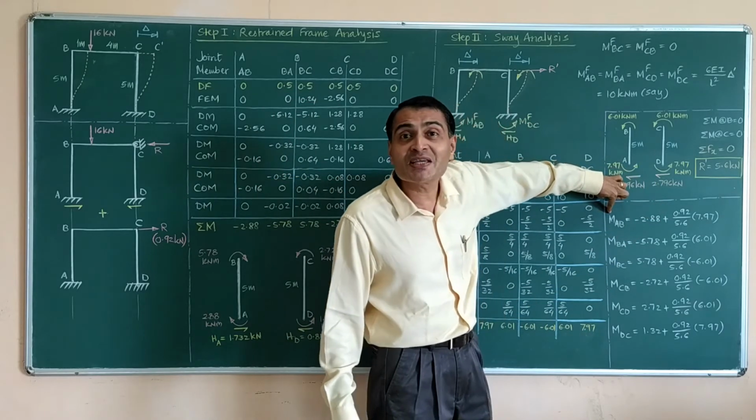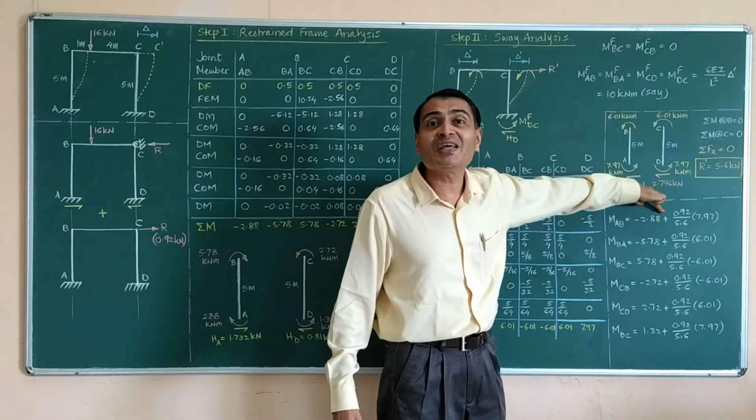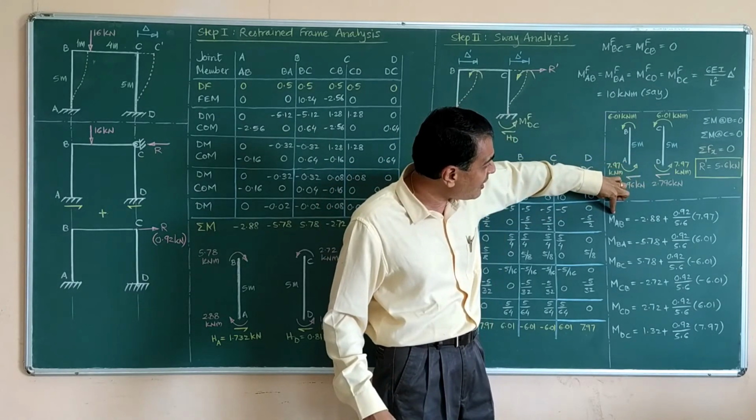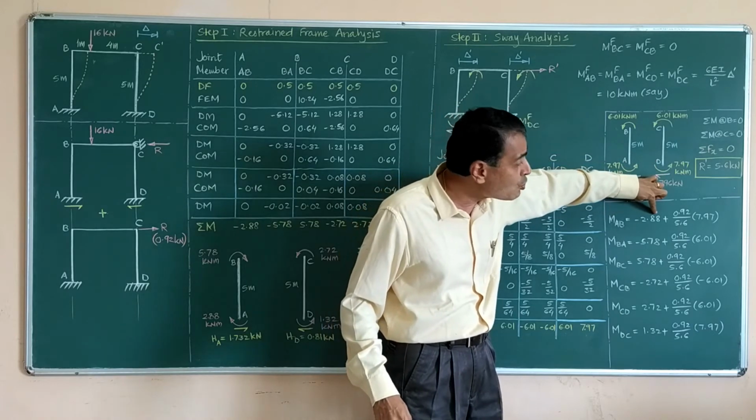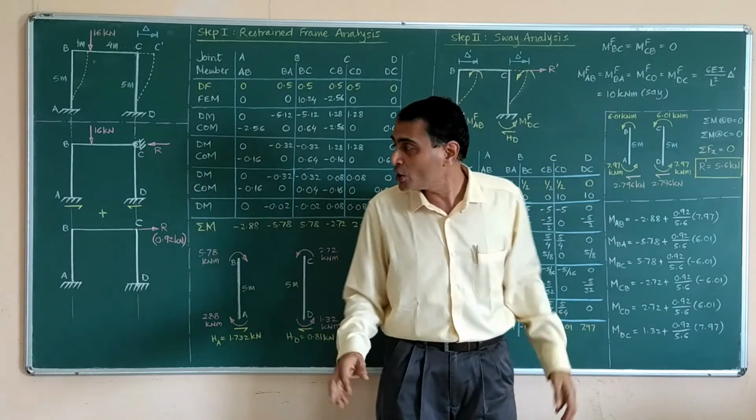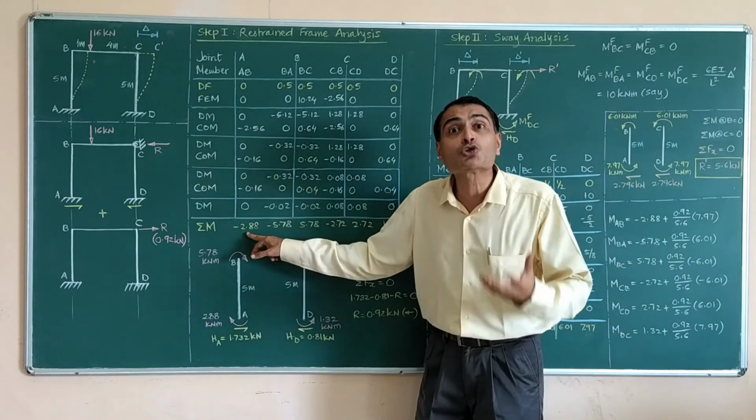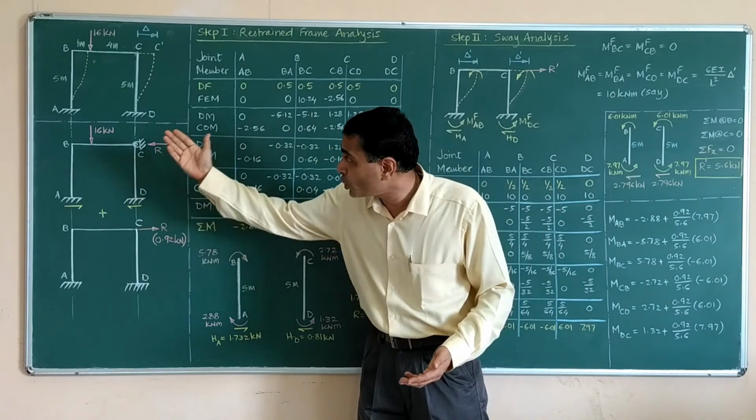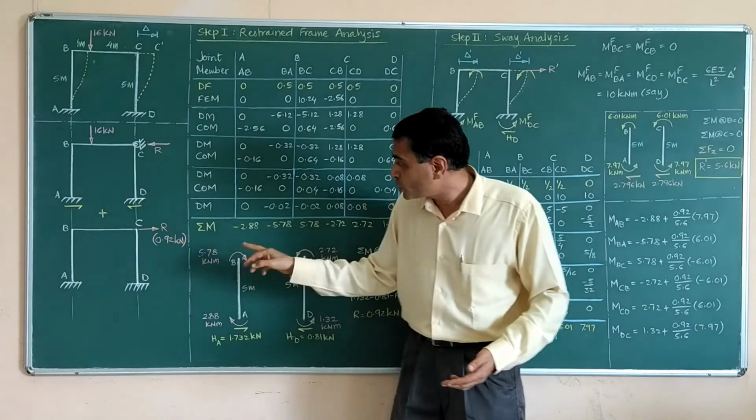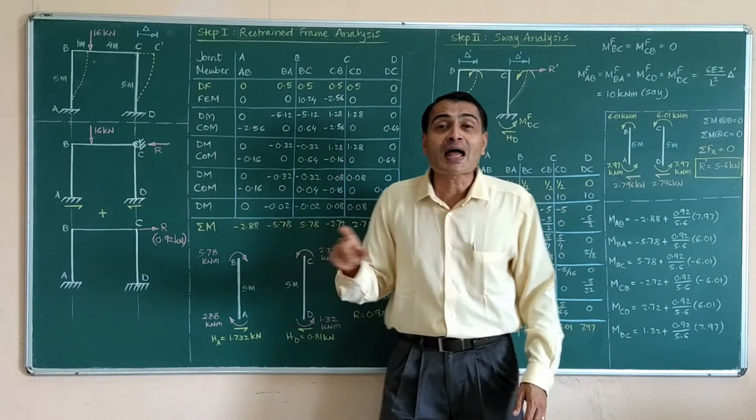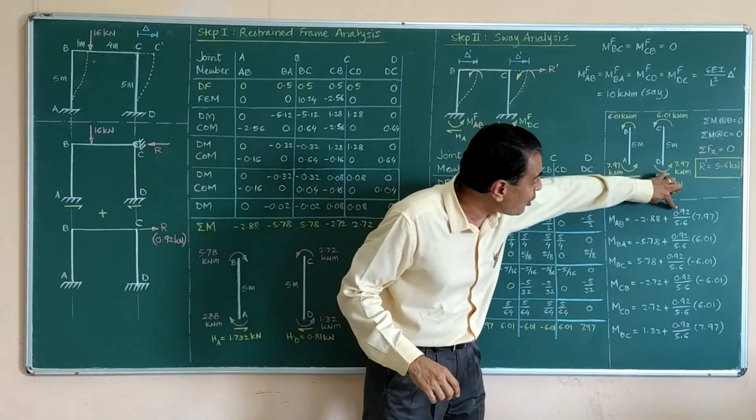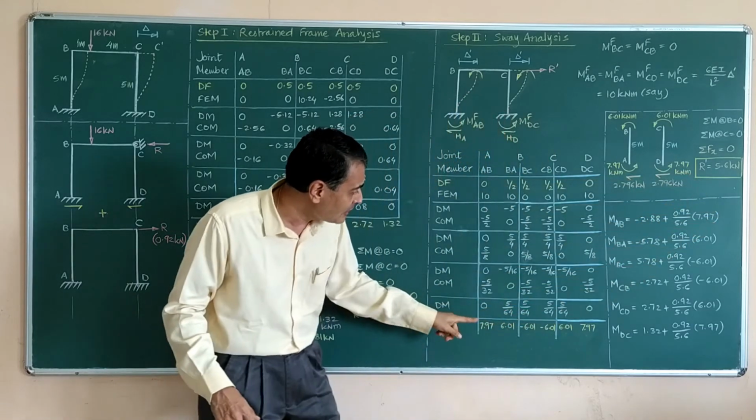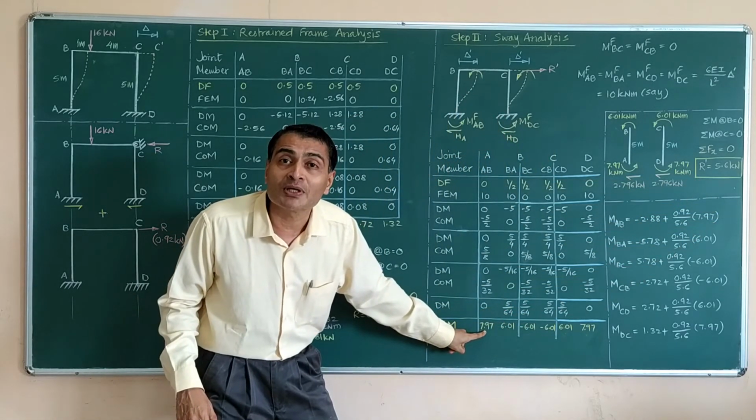Please observe what I am saying, M of AB. This plus sign is an indication of superposition, nothing else. Just observe. I am saying M of AB is equal to negative 2.88. Where is this value coming from? Obviously this. That is non-sway analysis. What we have shown here, our moments are going to be non-sway moments plus sway moments. So the first term is minus 2.88 and observe the second term, which is 0.92 upon 5.6 into 7.97. That 7.97 I am choosing from here.